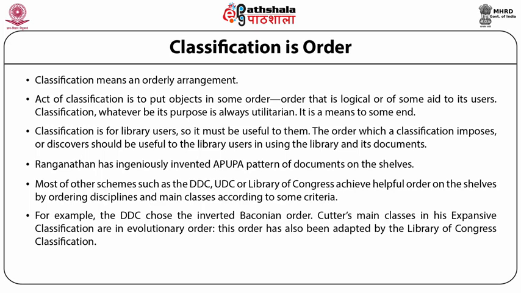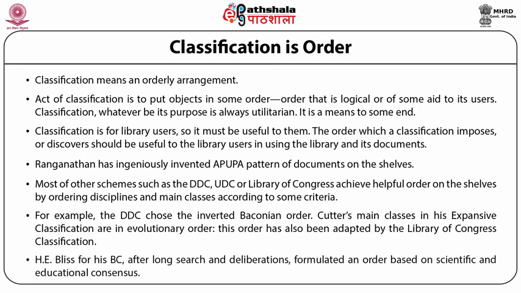This order has also been adapted by the Library of Congress Classification, as this classification is also somewhat based on Cutter's classification. Henry Bliss, for his Bibliographic Classification, after long search and deliberations, formulated an order based on what he calls scientific and educational consensus. So it was something cooperative. He studied many people's expectations from an order of the entities or knowledge, and he arranged his classes in that order which was perceived by most of the educationists and scientists of his times.